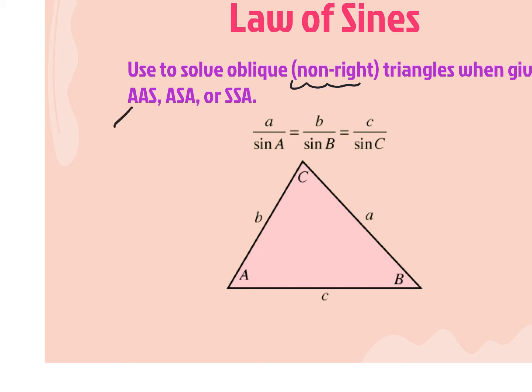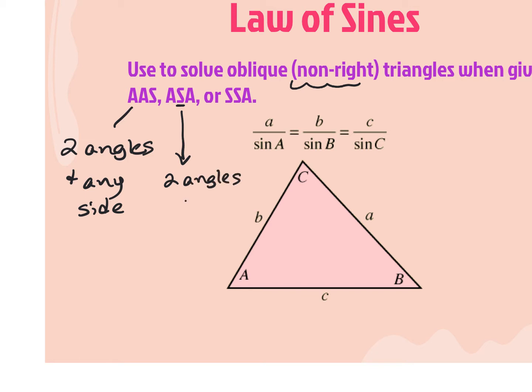So you're either going to be given two angles and then any side. So that'll be angle, angle, side. You might be given, notice the S is in the middle of the two capital A's, so this is going to be two angles and the included side.